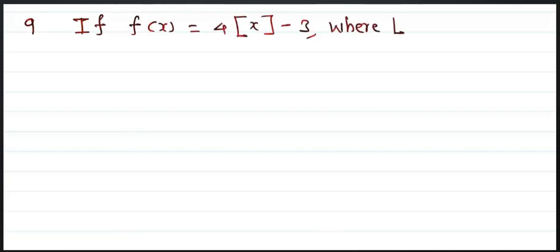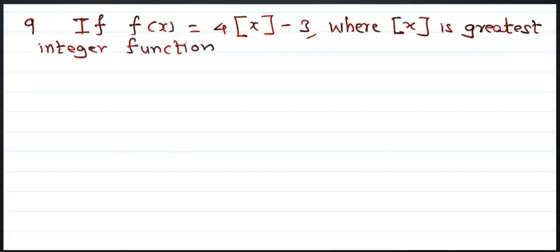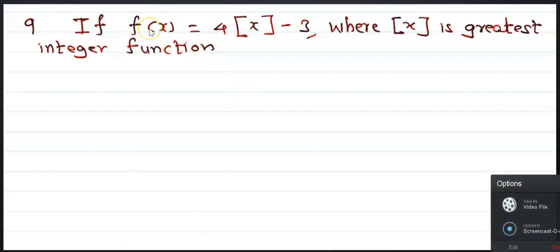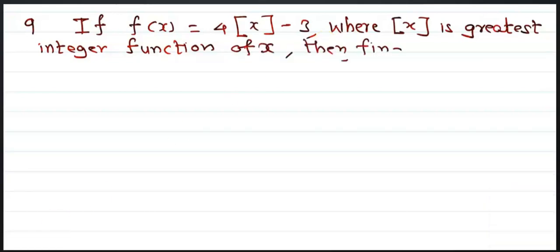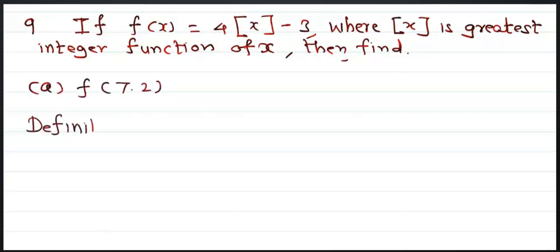That is f of x is equal to 4 into the greatest integer function minus 3. Now here we read it like this: f of x is equal to 4 in square bracket. It means the greatest integer of x, minus 3. Then find f of 7.2.